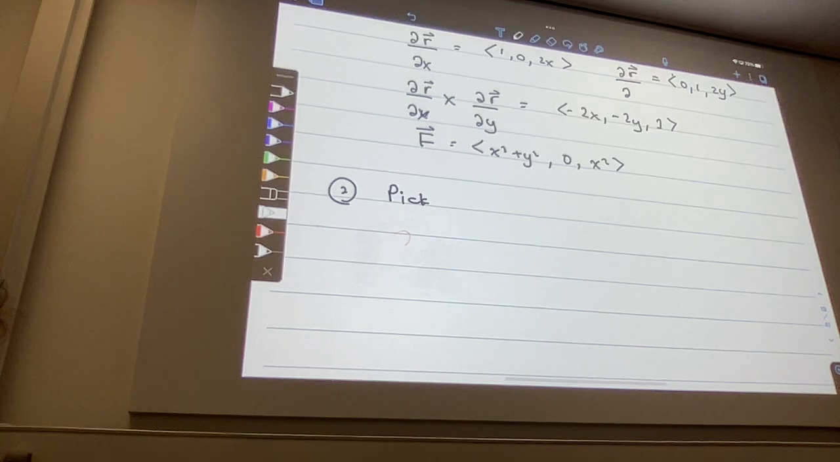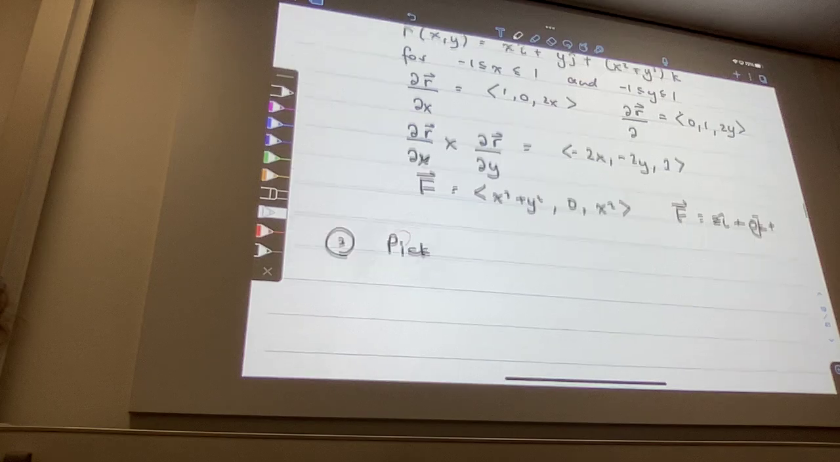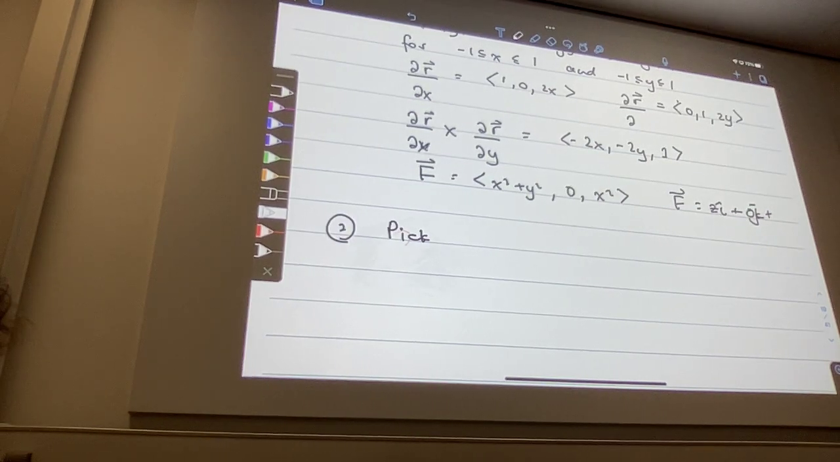Can you explain why f is like this? Because our f is equal to z in the i hat plus 0 in the j hat. Oh, I see. Yep. Okay. So pick.